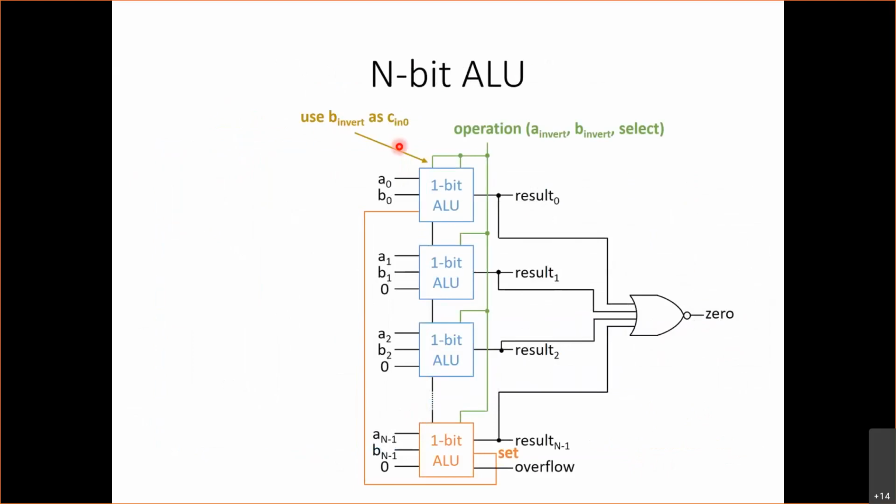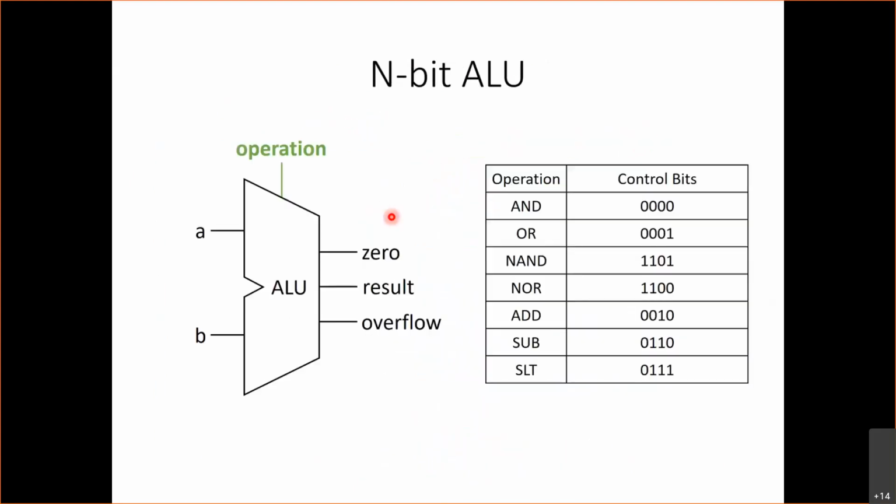So here, if we look at our n-bit ALU, our operation is going to be composed of 4 bits: 1 bit for A invert, 1 bit for B invert, and 2 bits for select. And for C in 0, we're just going to connect B invert to C in 0. Okay? So finally, this is our n-bit ALU that we've built.